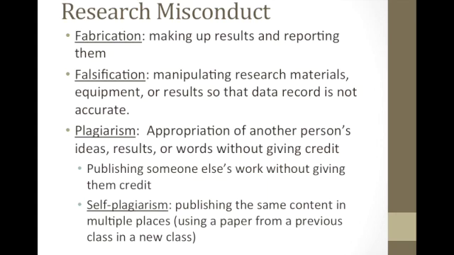Another one is plagiarism. Now, we talked about plagiarism earlier in the course. So in plagiarism, as we mentioned, it's the appropriation of another person's ideas, results, or words without giving them credit. And we've talked about taking someone's ideas and not citing them. But another example that we often see in research is where you publish somebody else's work without giving them credit. Or self-plagiarism, where you publish the same content in multiple places, right? It happens with researchers, and there are ways to detect that now.